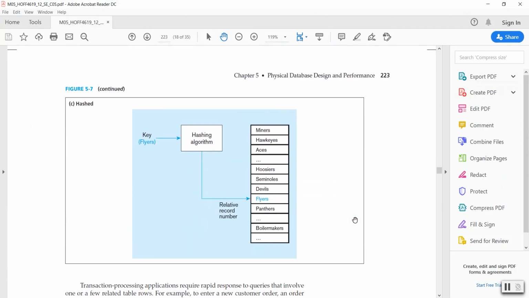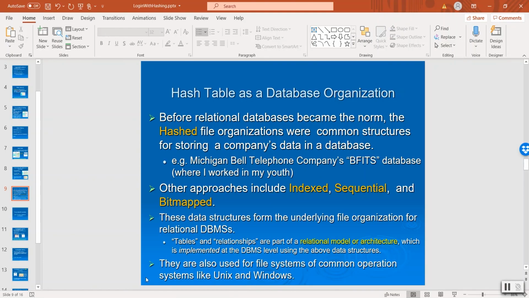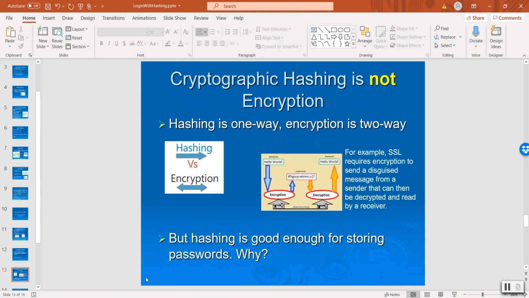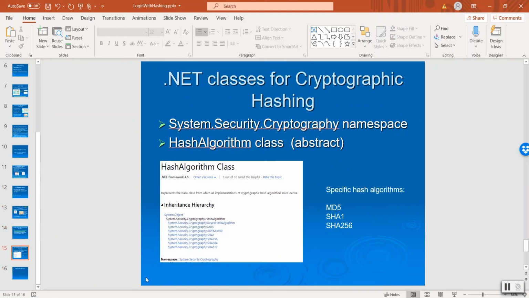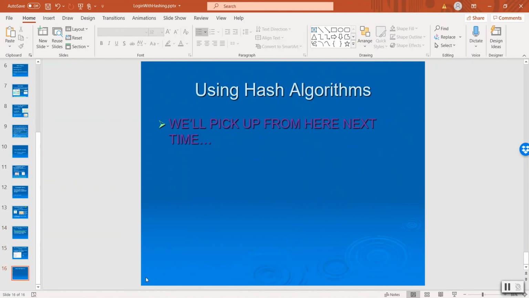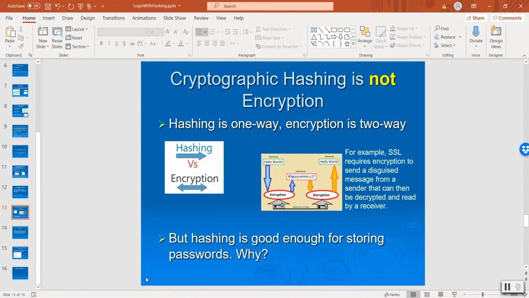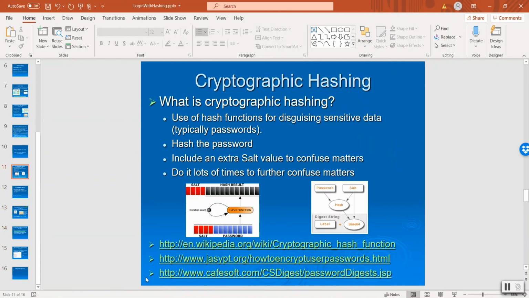So the underlying file structure of the database, of Oracle, of SQL Server, is not tables and columns. That's just what is given to us. It's something deeper, and this is one of those deeper things. Let me just talk a little bit about cryptographic hashing. If you're in 484, I imagine you have learned this. But hashing is used for cryptography as well.